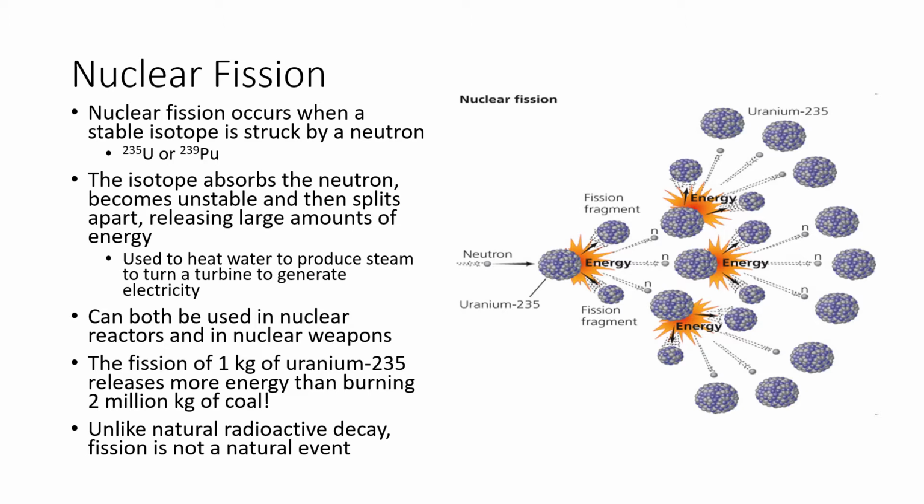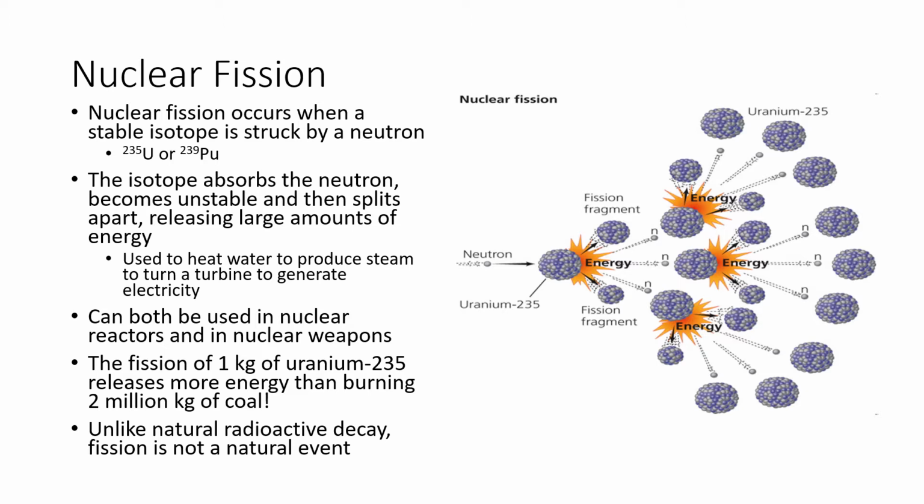The isotope will actually absorb a neutron that is kind of pushed at it. And once that neutron comes in, it becomes unstable and splits apart. So it releases large amounts of energy. Also, it releases radioactive particles like alpha, beta, gamma rays. But that energy that's released is then used to heat water, to produce steam, and that steam turns a turbine, and the turbine generates electricity, just like all the other power sources, right, that we've talked about.